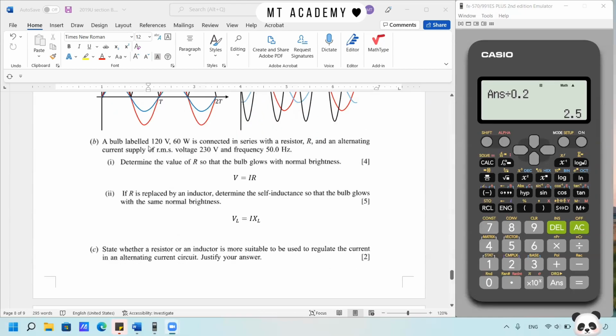A bulb labeled 120 watt, 60 watt is connected in series with a resistor and an alternating current of root mean square voltage 230 volt and frequency 50 Hz. Determine the value of R so that the bulb glows with normal brightness. So a bulb is considered as a resistor, and we have a purely resistive circuit.